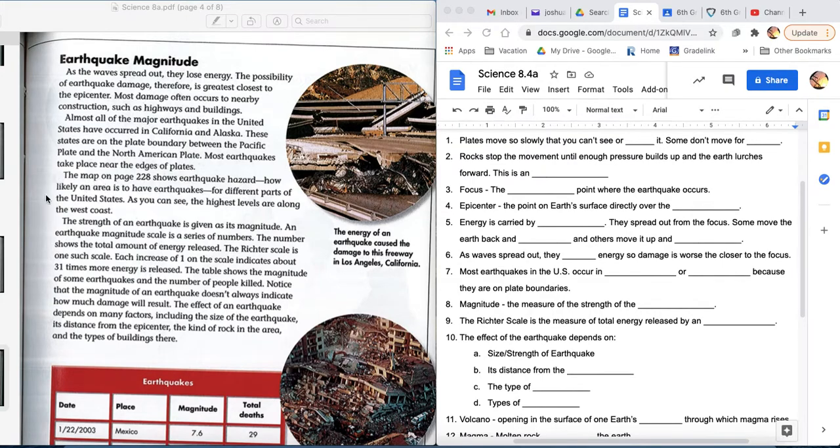The map on page 228, which I just showed you, shows the earthquake hazard, how likely an area is to have an earthquake, for different parts of the United States. As you can see, the highest levels are along the west coast. The strength of an earthquake is given as its magnitude.